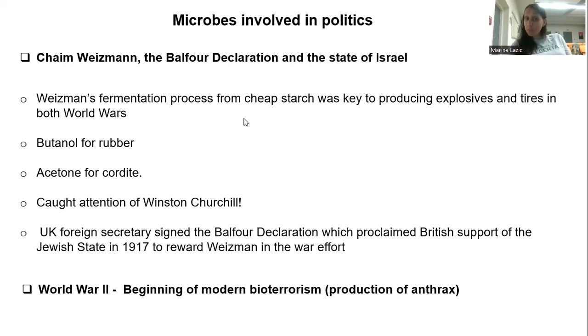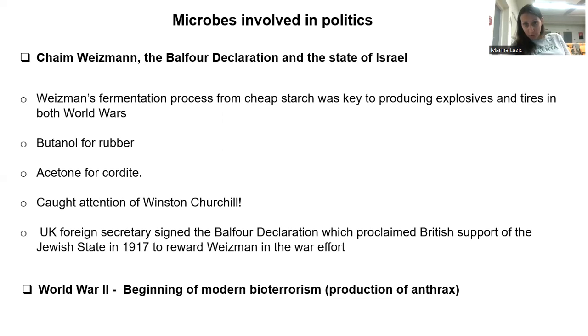So Weizmann's fermentation process from cheap starch was a key to producing explosives and tires in the world wars. They needed butanol for rubber, as we previously said. Acetone was needed for cordite. So that drew the attention of Winston Churchill. The UK Foreign Secretary signed this declaration, which proclaimed British support of a Jewish state in 1917, to reward Weizmann for its war effort. So again, fun fact.